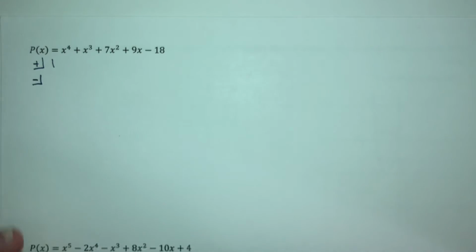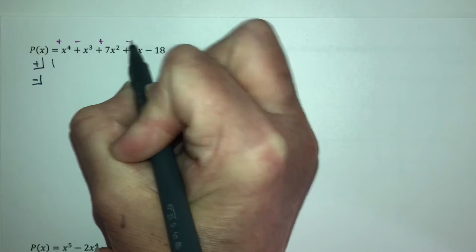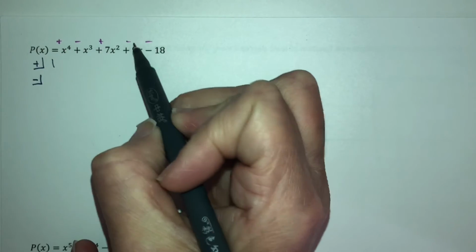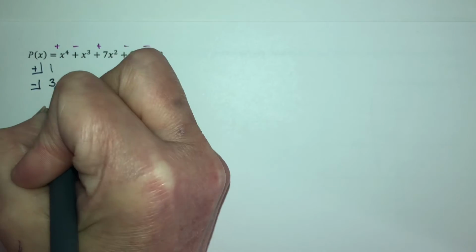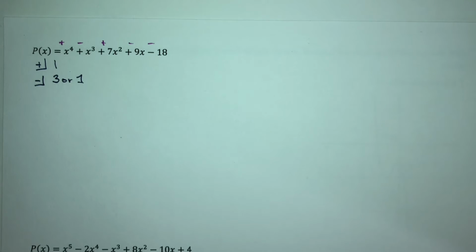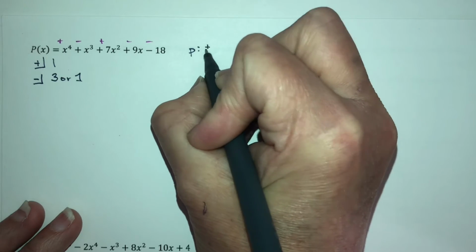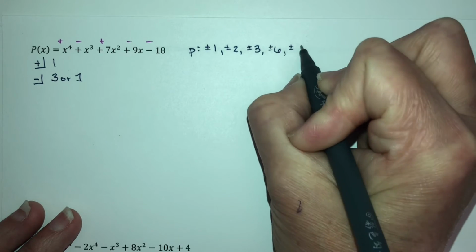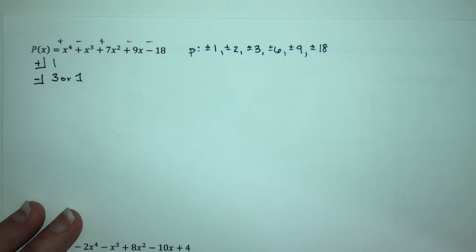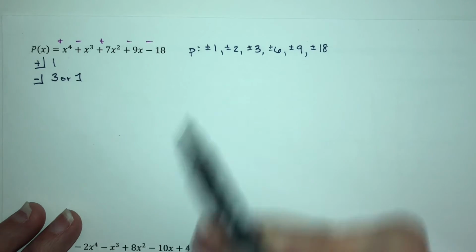And then for the negative possibilities, change the signs on your odd exponents. So positive, negative, positive, negative, negative. 1, 2, 3 sign changes. So I either have 3 or 1. Okay? So now we need to find our P over Q possibilities. Our p-values come from 18. So that's 1, 2, 3, 6, 9, and 18. And since my q is a 1, these are also my p over q possibilities.